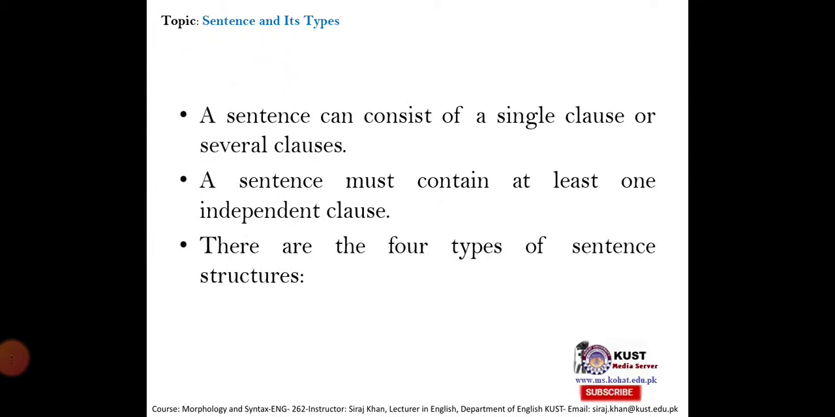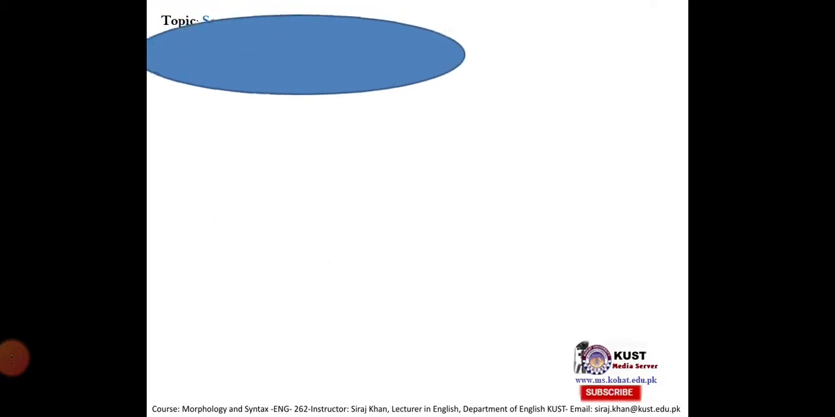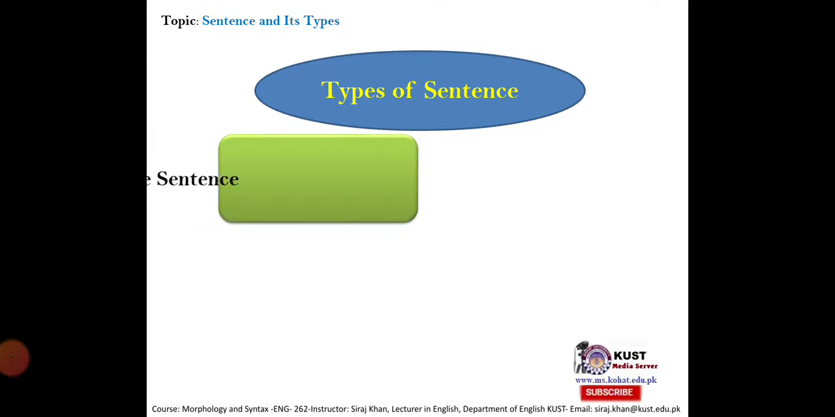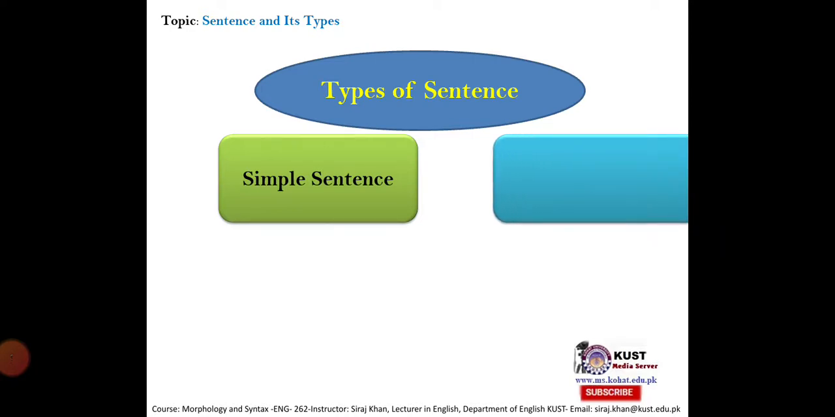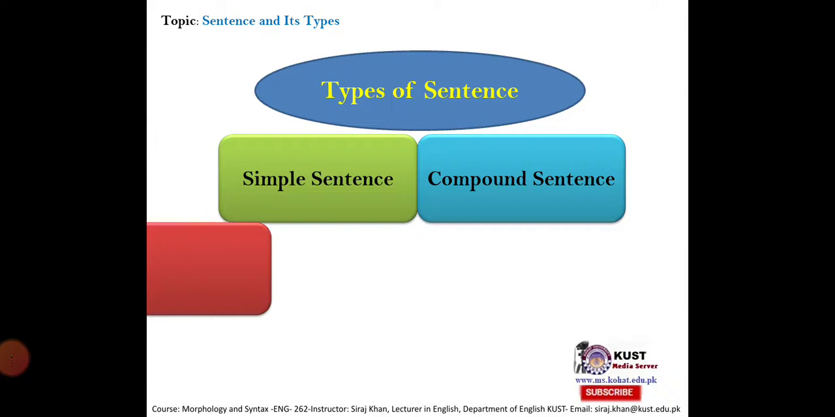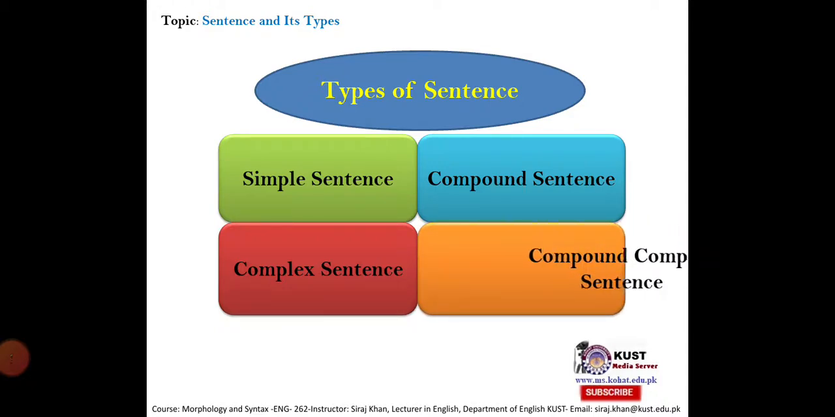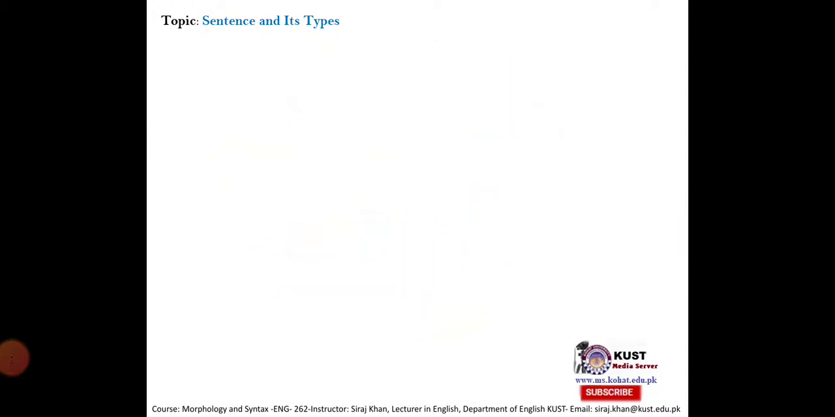There are four types of sentence structures. Types of sentence. Number first, that is simple sentence. Second, compound sentence. Third, complex sentence. And the fourth one is compound complex sentence.